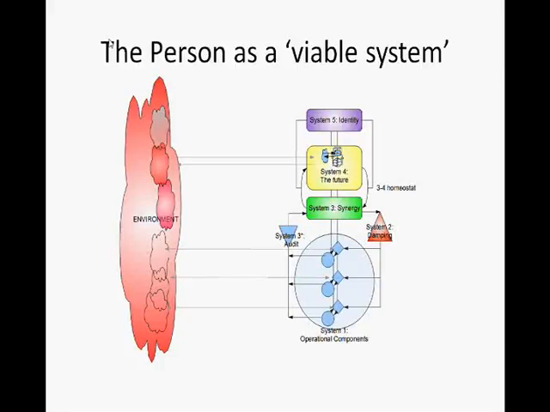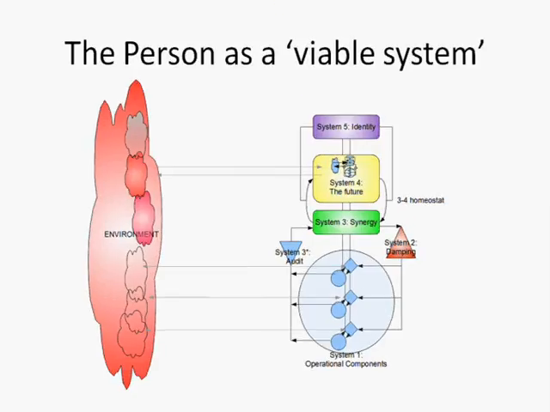We're going to turn our attention first to the person as a viable system. Now this diagram here is the full viable system model. You met the viable system model in the previous lecture, and this is the full model, and it shows in different colours all the different regulating mechanisms of the person. So let's just look into this and see what it means.